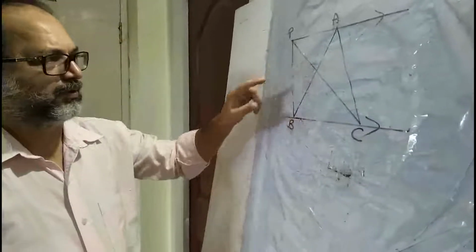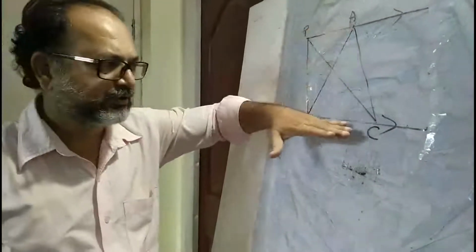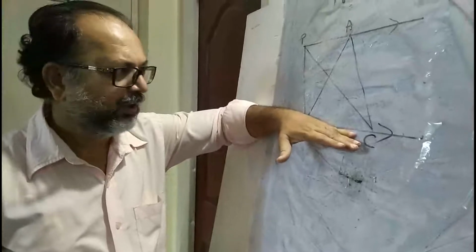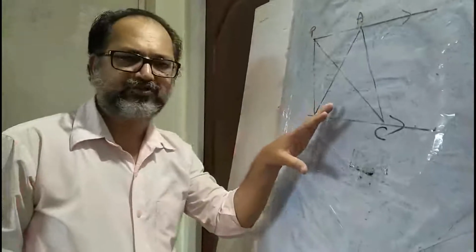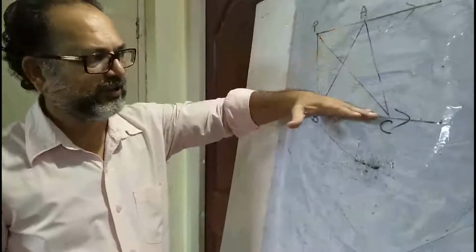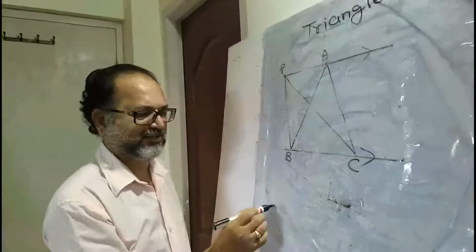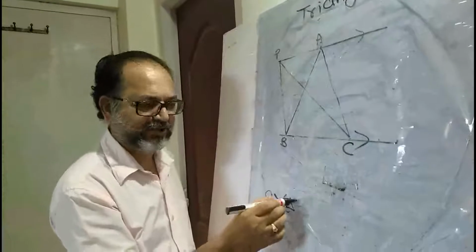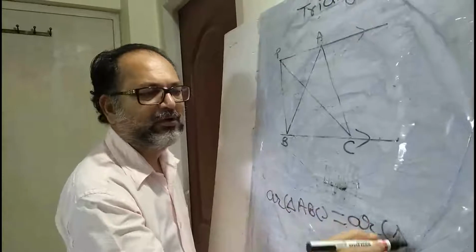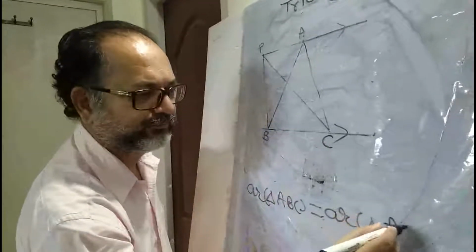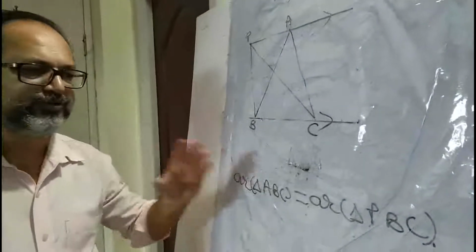Then you can see that these two triangles are on the same base BC and they are between the same parallels. And what you had learned last year about such triangles on the same base and between the same parallels is that their areas are equal. In this case, area of triangle ABC will be equal to area of triangle PBC. This we had learned last year and we have to use it this year.